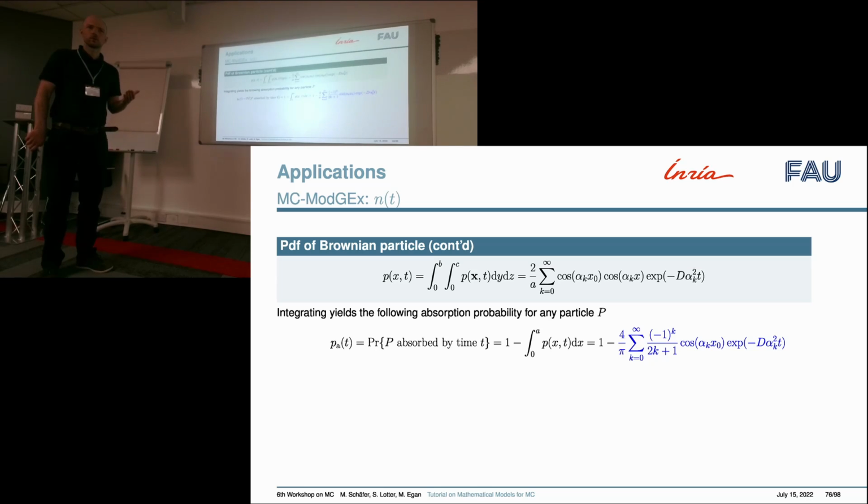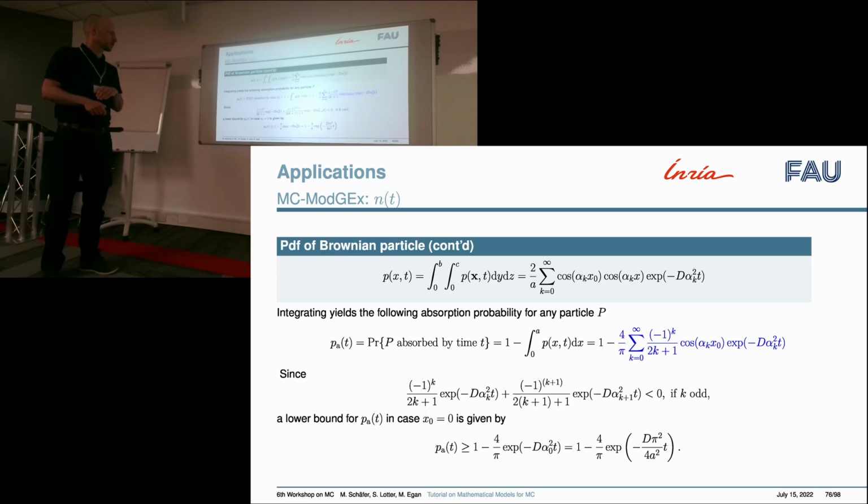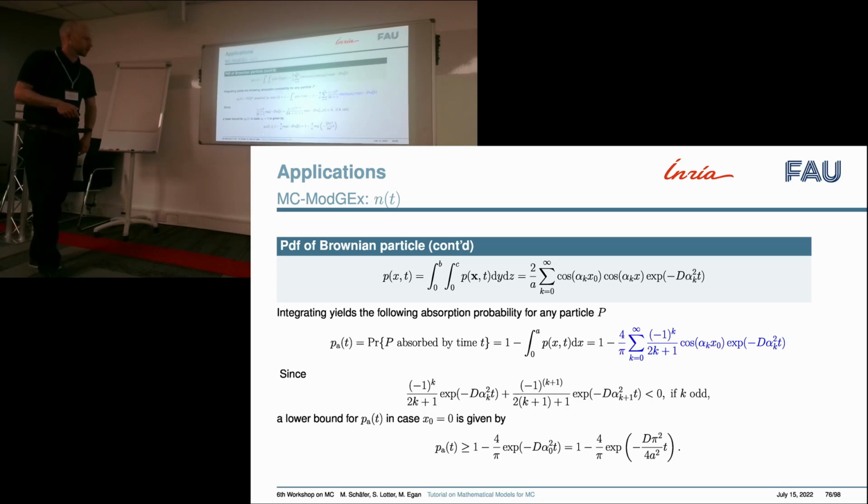So the dominant term would be that exponential that would go to 0 with the lowest speed, right? So if we use this observation, we can actually derive an approximation for the absorption probability of the particles in terms of the first term of the series here, right? And what we end up with is this expression here. So we obtain that the absorption probability is larger or equal than 1 minus 4 divided by p times exponential minus d p squared divided by 4a squared times t.